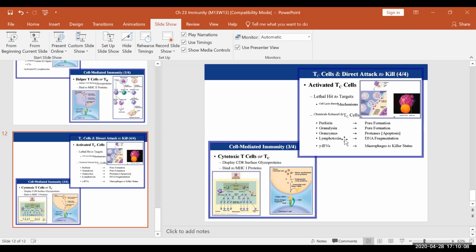And the most potent of all is called lymphotoxin. It causes DNA fragmentation, meaning it will induce the DNA of the target cell to be fragmented, to be cut into pieces. And whenever a cell has its own DNA fragmented, cut into pieces, that cell will commit suicide. That cell will commit apoptosis. And on top of that, it's not enough. It also releases gamma interferons. So it elevates the macrophage to killer status. It mobilizes the non-specific defense into play here. So it amplifies the entire immune response.